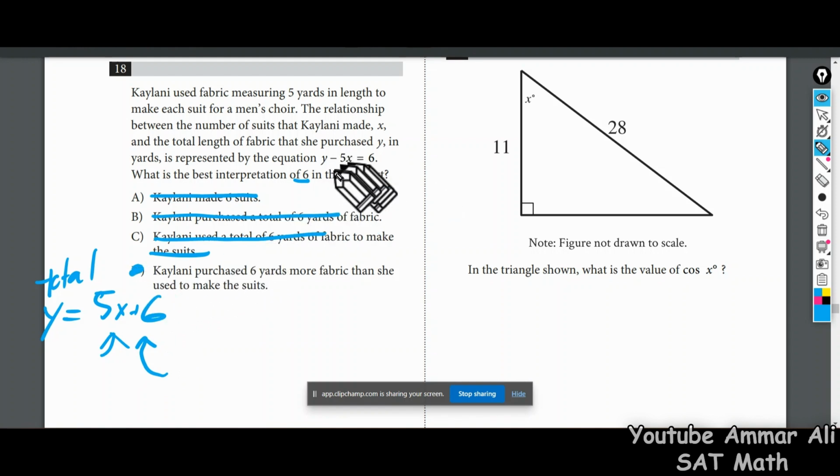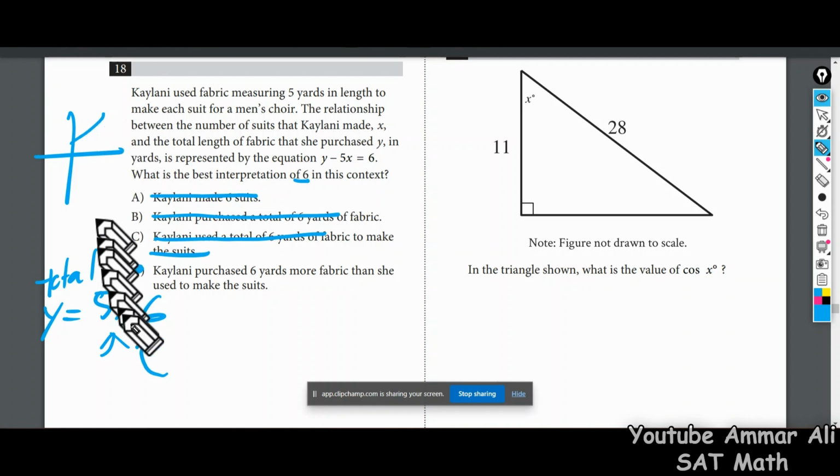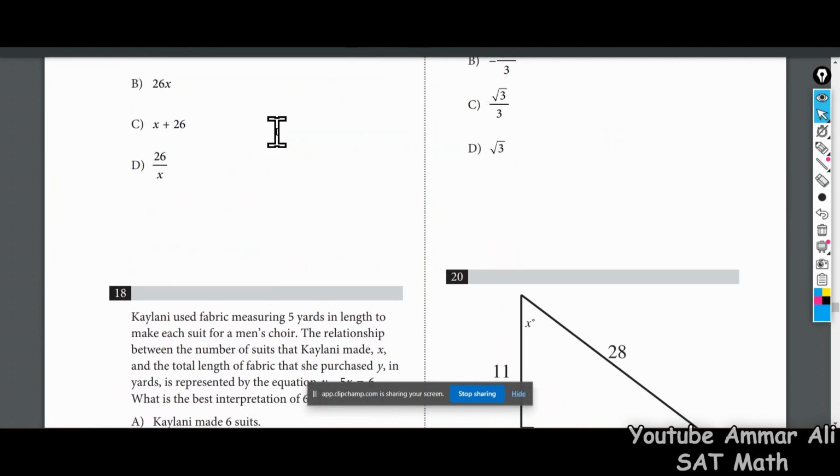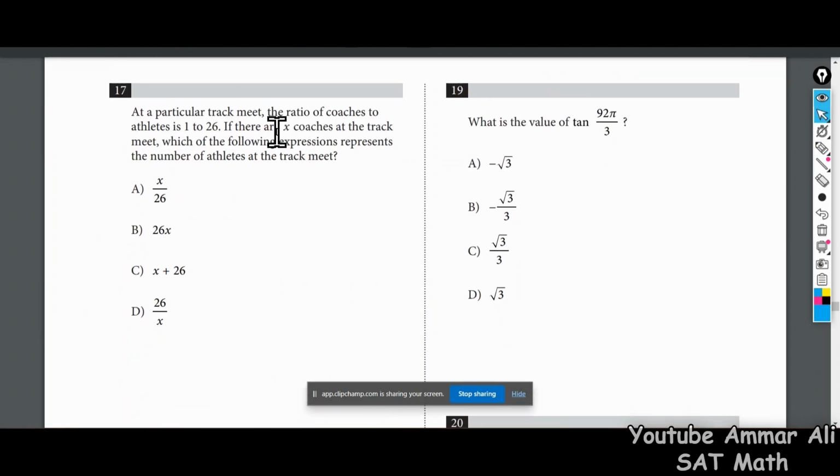Just remember it's in the context of y equals mx plus b. So always try and think of it as a graph, or what the y-intercept would mean in the context of that particular problem. Okay, now we're going to move on to the next question, number 17.